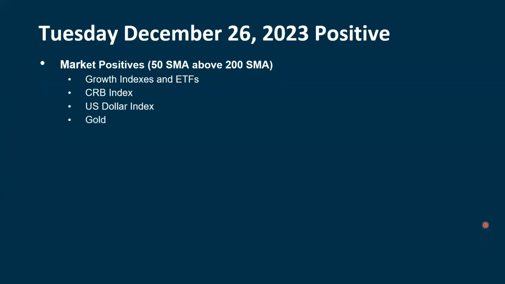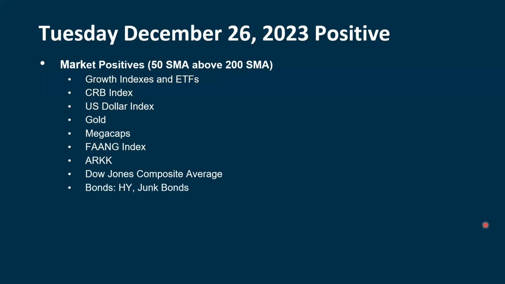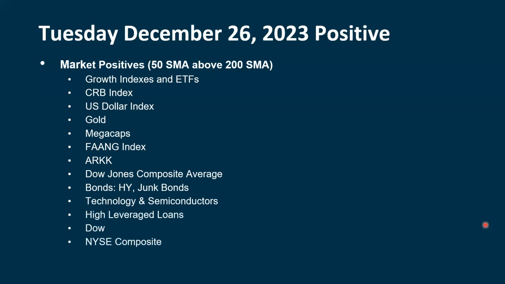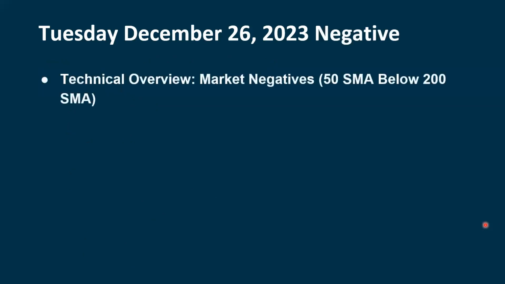The US dollar index, gold, the mega caps, the FANG index, ARK, the Dow Jones Composite Average. When we look at high yield and junk bonds, the riskier bonds are still in uptrends. The tech sector, as well as semiconductors, high leverage loans, the Dow, the NYSE composite, the NASDAQ and NASDAQ 100, all stocks. And then it might be a little hard to see down there, but Bitcoin is also in an uptrend.